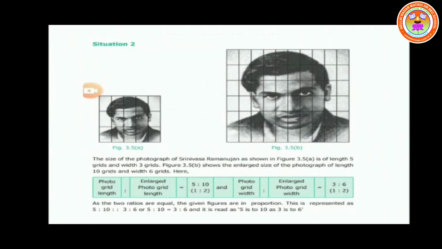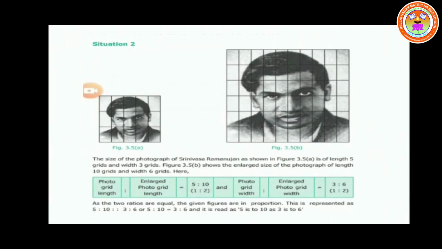Now here, the photo grid length and the enlarged photo grid length they have formed in a ratio. Photo grid length is to enlarged photo grid length. The first photo, what is the length? 5. What is the second photo's length? 10. So you can write 5 is to 10. And again for breadth: photo grid breadth is to enlarged photo grid breadth, which is equal to 3 is to 6.